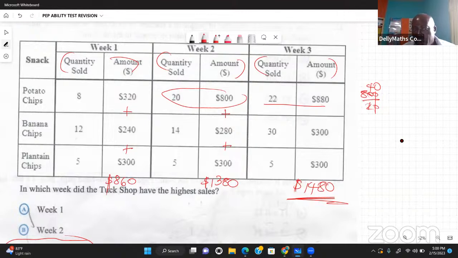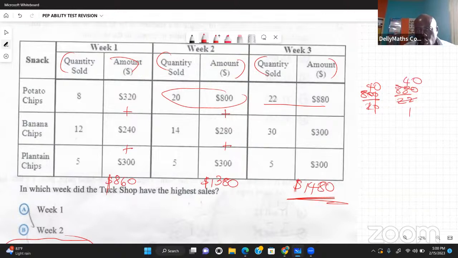Talking about checking potato chips, so it is 880 divided by 22, right? I think I'm seeing the same thing coming out. Yes, I'm still seeing 40. So it's not that. So potato is out. Let's check banana chips.